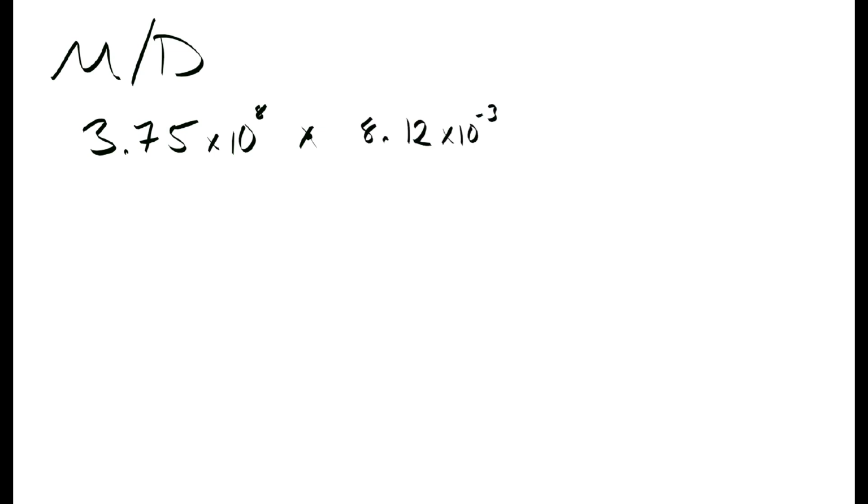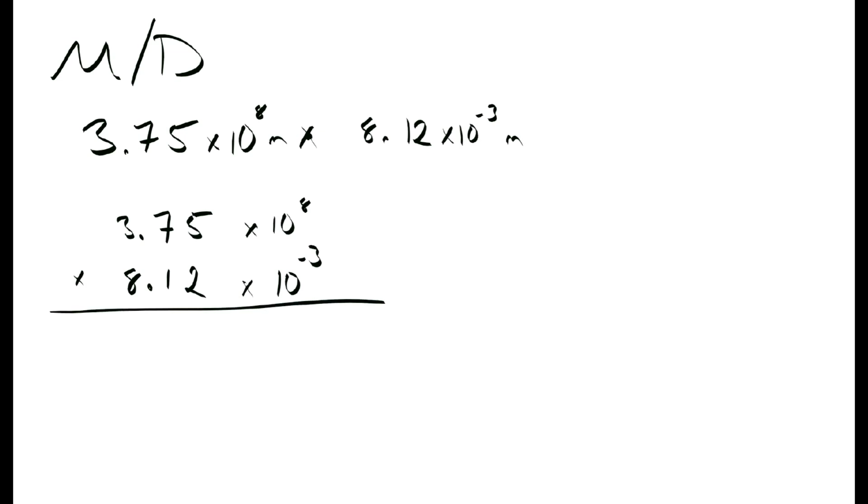Multiplication and division is more difficult. I'm going to show you multiplication. Division works in much the same way. So let's say 3.75 times 10 to the 8th multiplied by 8.12 times 10 to the negative 3rd, meters and meters. You don't have to get the exponents lined up. Instead, what you do is 3.75 times 10 to the 8th times 8.12 times 10 to the negative 3rd. The exponent here is going to be times 10 to the 5th. Multiplication means add the exponents. So 8 plus negative 3 is 5.